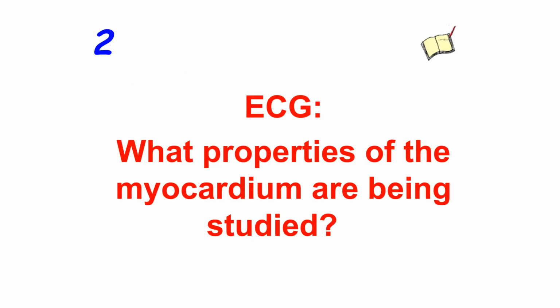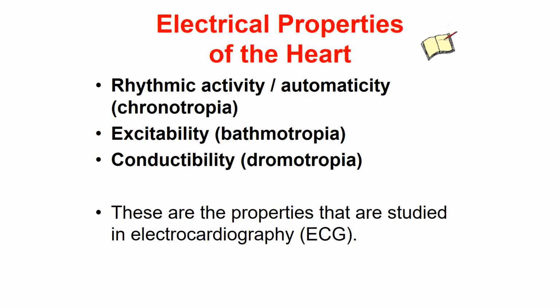ECG. What properties of the myocardium are being studied? Electrical properties of the heart. Rhythmic activity or automaticity, chronotropia. Excitability, bathmotropia. Conductibility, dromotropia. These are the properties that are studied in electrocardiography, ECG.